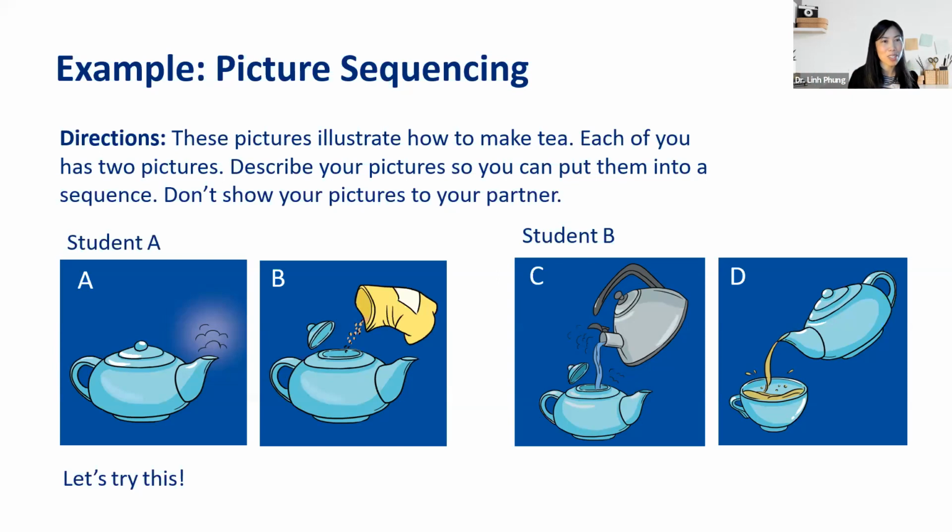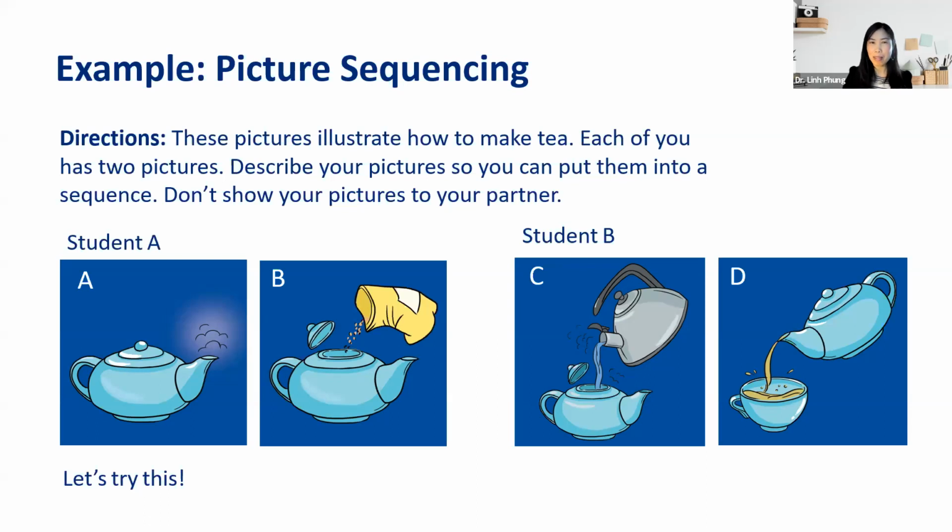So I'm going to describe my pictures first. Hi, Kate, I have two pictures, picture A and picture B. In picture A, I see a teapot with some steam coming out from its spout. And in picture B, I also have a teapot, but the lid is open and there's some tea being poured into the pot. What about yours? Yeah, my pictures are C and D. In picture C, I have a kettle with hot water being poured into the teapot. And in picture D, I have the teapot and it has some tea coming out as it is being poured into a teacup.